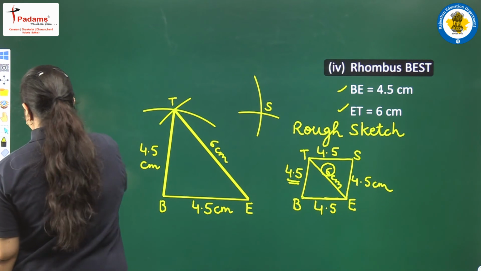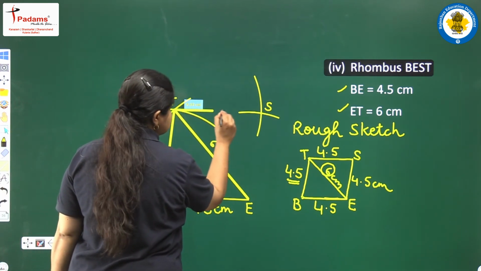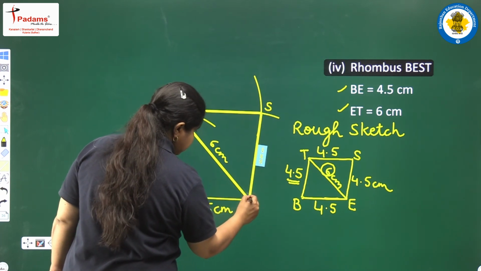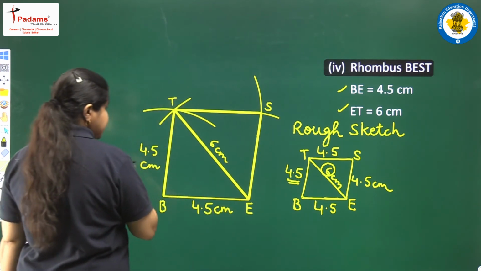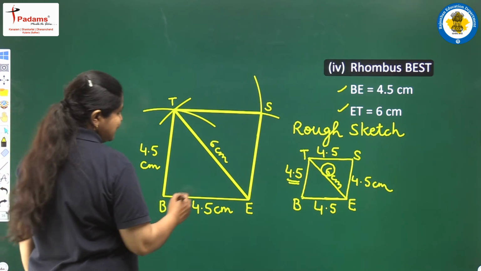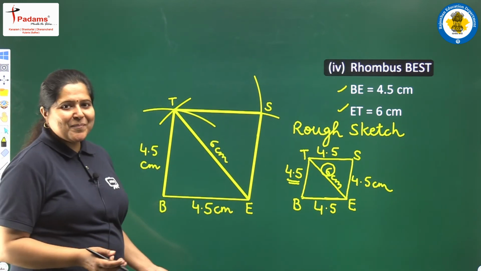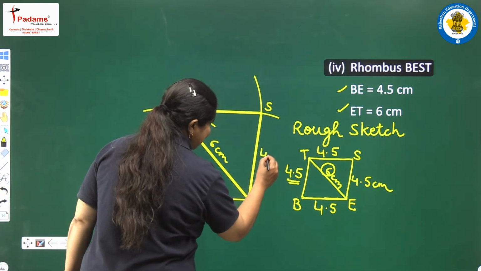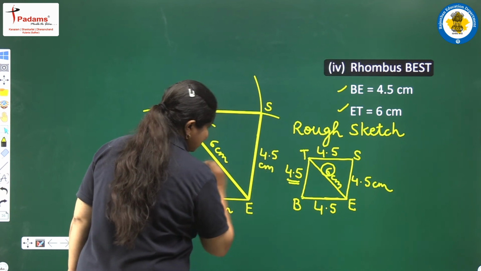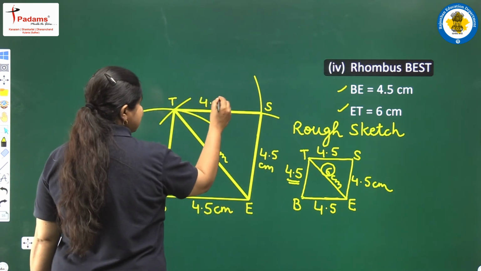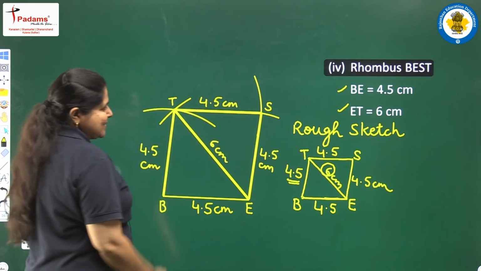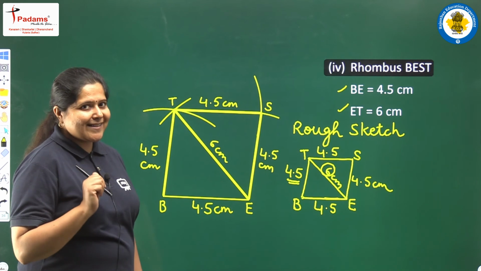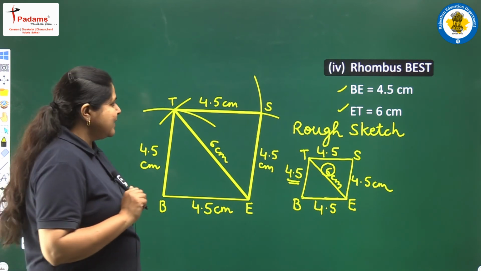Now we need to join this point S with T first and then we will join SE. With this we get our rhombus BEST and I hope this is the best one that I have drawn. Let it be 4.5 centimeters, the measurement, we are writing it here, and this is 4.5 centimeters again. So this is the construction part. What is left? Yes, to write the steps of construction for this.